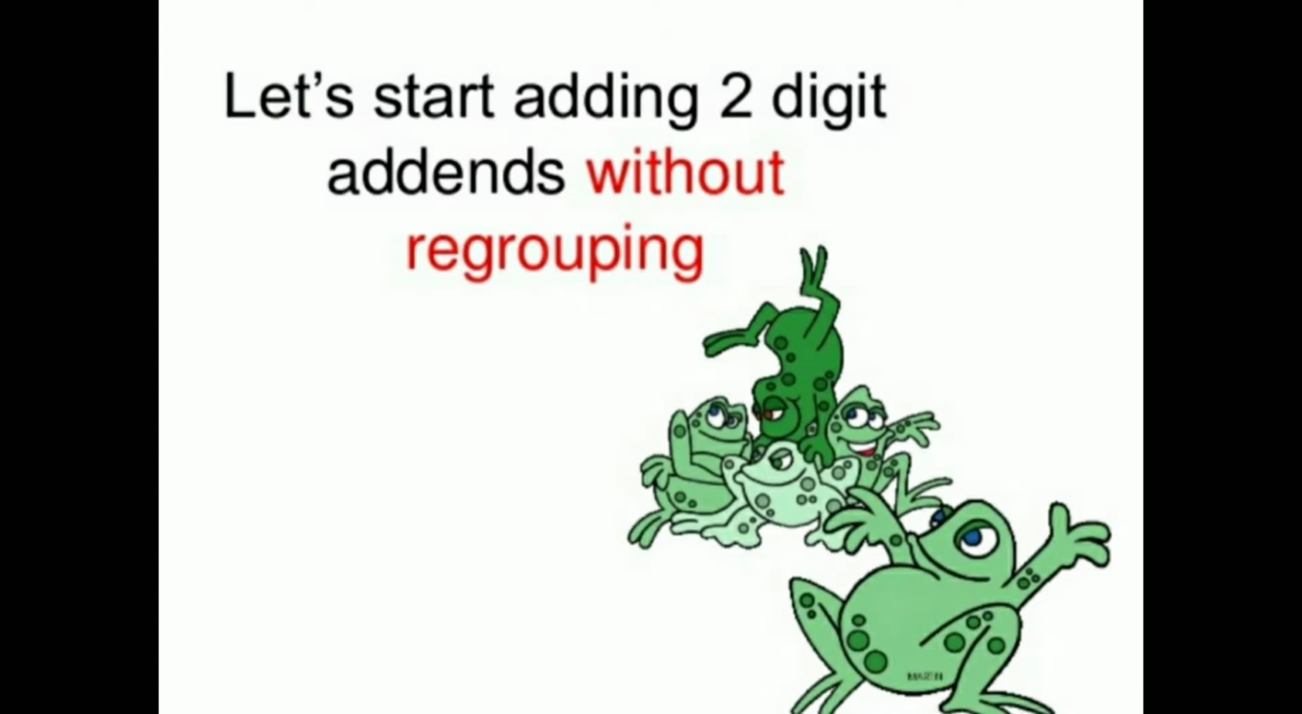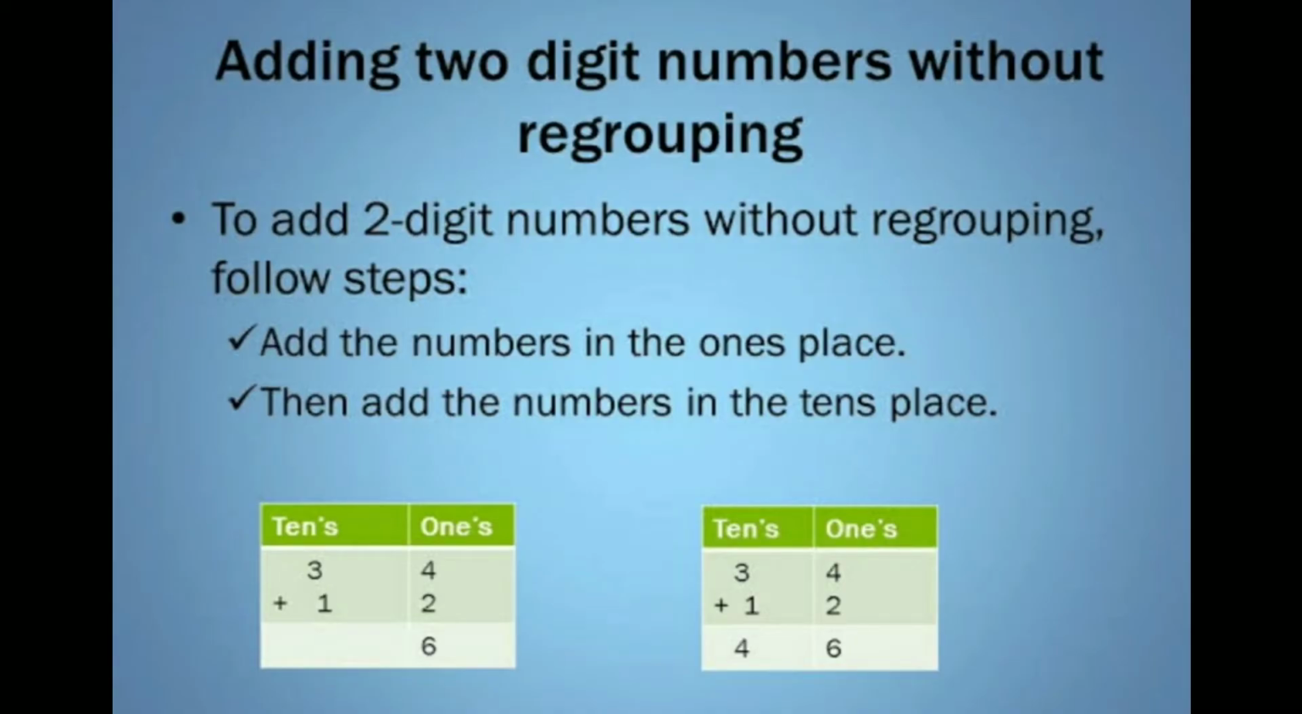Let's start adding 2-digit addends without regrouping. To add 2-digit numbers, kindly follow the following steps. First you have to add the numbers in the ones place and then you can add the numbers given in the tens place. When we see the example given down, it is given in steps as usual. See, 4 plus 2 is equal to 6. First, the ones place has been completed. Next, coming to the tens place, they are adding 3 plus 1, which gives you 4. And finally, the sum is 46.